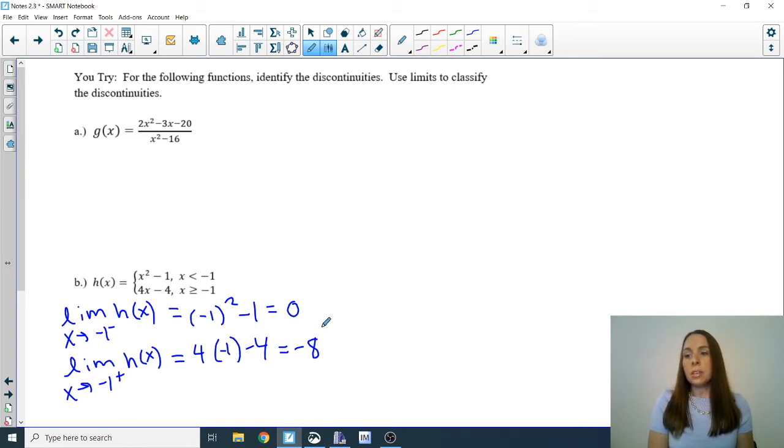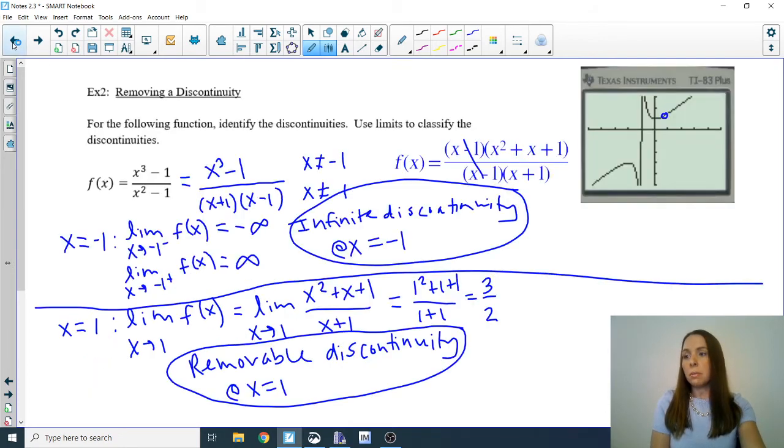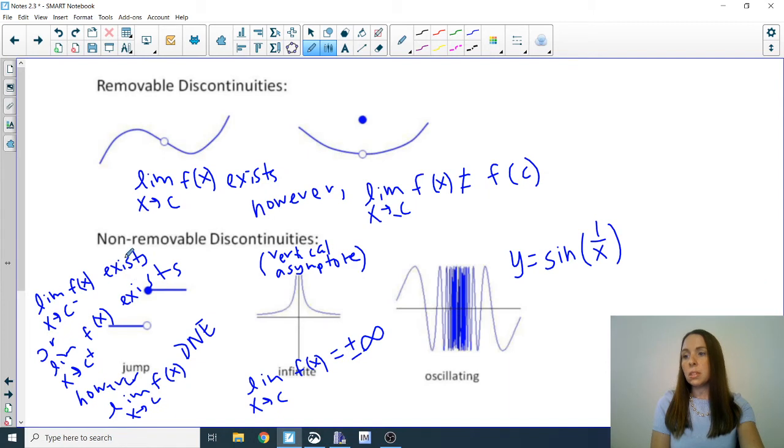So what we see here is that there is a point of discontinuity for this h of x function at x equals -1. And can you tell what type it is? I think you should be able to tell what type it is based on what we've discussed so far. Just going back as a reminder, remember this?